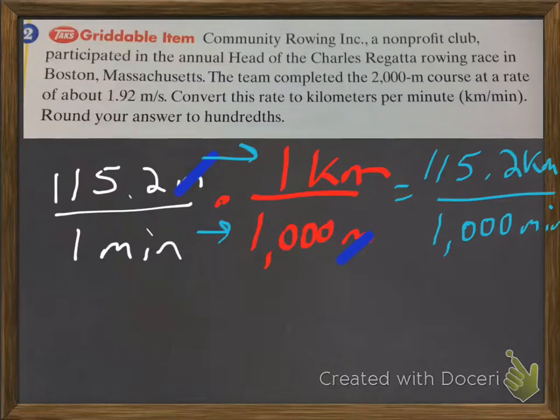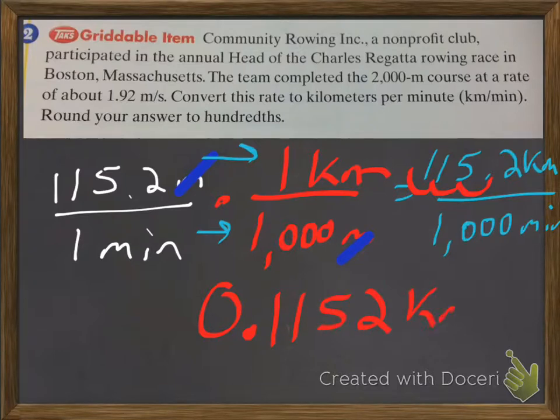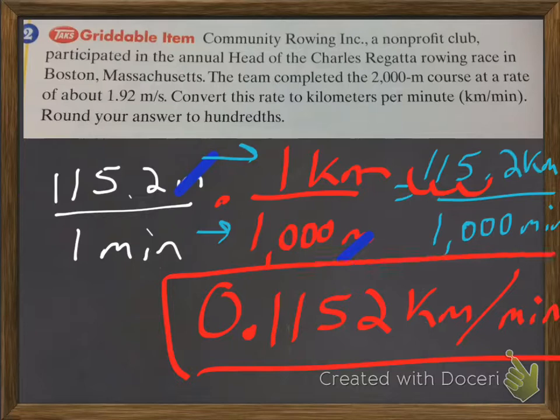Now we're actually done, but I want to do one more thing. I want to reduce this as much as possible. Well, I know if I divide something by 1,000, I'm really just moving the decimal 3 places over to the left. So if I move this over to the left 3 places, 1, 2, 3, I get 0.1152 kilometers per minute. And that's my answer. That'll probably be the hardest problem we do tomorrow.